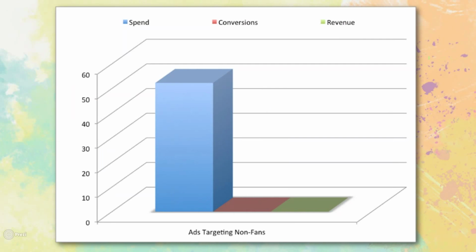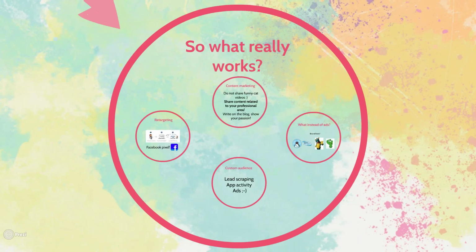Now, what happens when he targeted this training at non-fans? On purpose, he did this without focusing on a specific target. He did something very random, and see the result. He spent some money, not a lot, but the conversion is none. So remember, targeting and retargeting is very important.